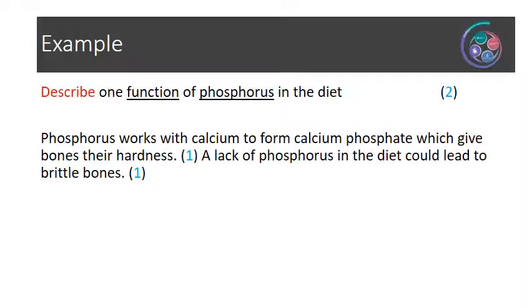Example of a describe question. Describe one function of phosphorus in the diet. Phosphorus works with calcium to form calcium phosphate, which gives bones their hardness. A lack of phosphorus in the diet could lead to brittle bones.